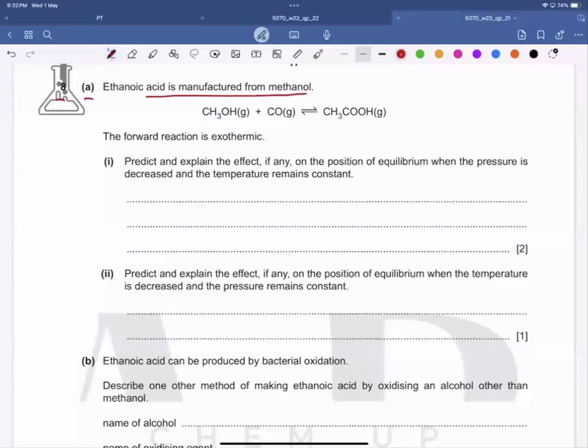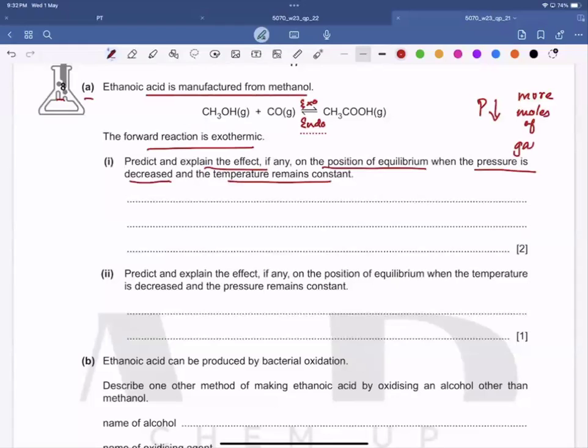Ethanoic acid is manufactured from methanol. The forward reaction is exothermic. So if the forward reaction is exothermic, then the backward reaction must be endothermic. Predict and explain the effect, if any, on the position of equilibrium when the pressure is decreased, temperature remaining constant. So remember, when the pressure decreases, equilibrium shifts towards more moles of gases.